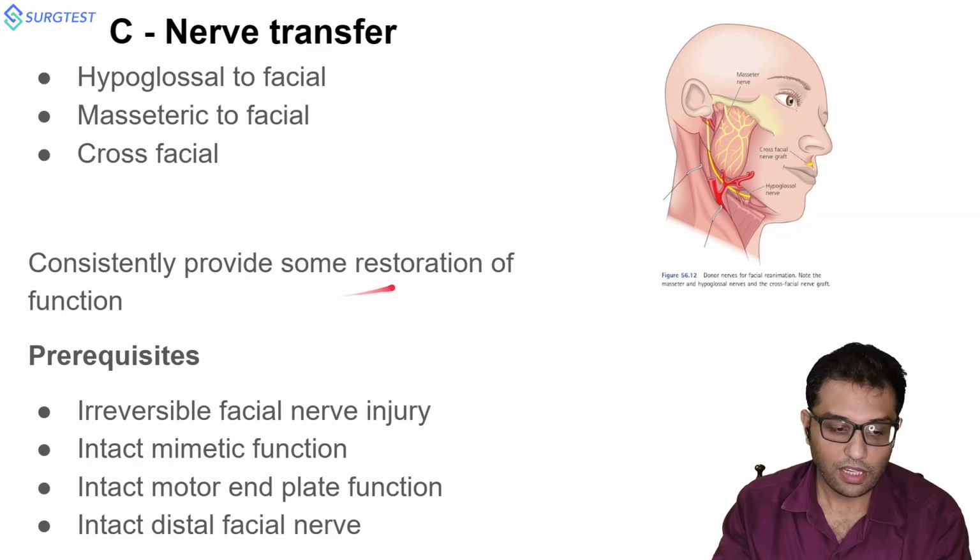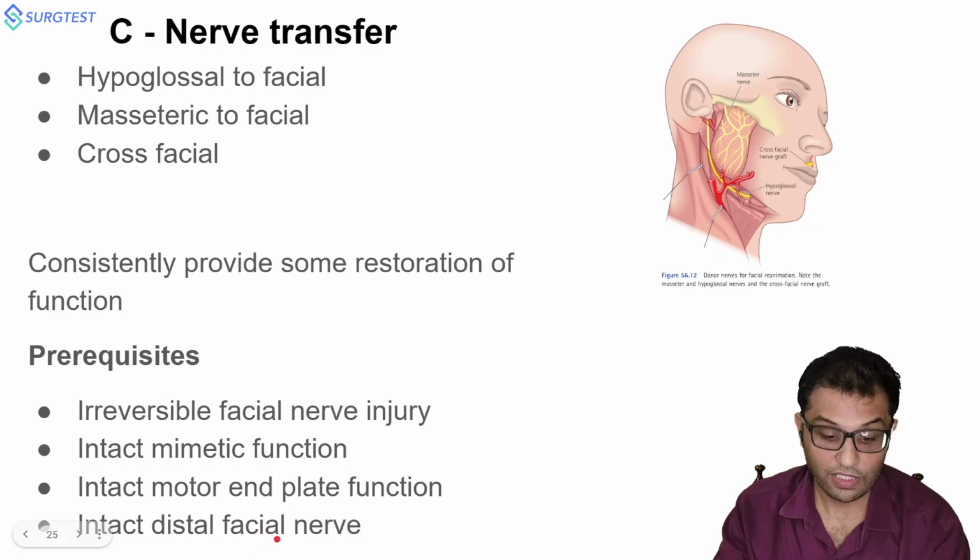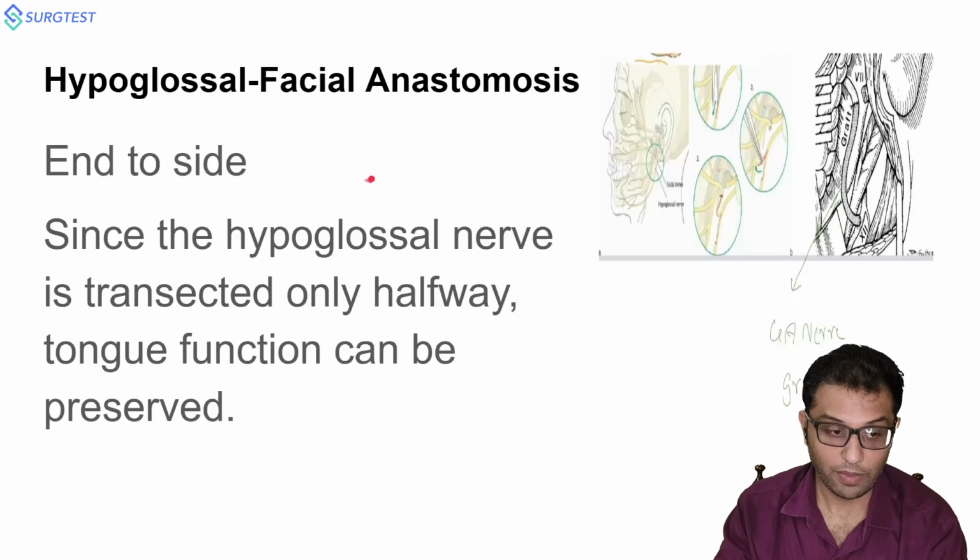So it consistently provides some restoration of function, and the prerequisites for nerve transfer procedures are: there's a reversible facial nerve injury, the mimetic muscles, that is motor end plates are functioning, there is intact motor end plate function, there is intact muscle function, and there is intact distal facial nerve. Obviously, if the distal facial nerve is intact, then only these nerve transfer procedures can be done.